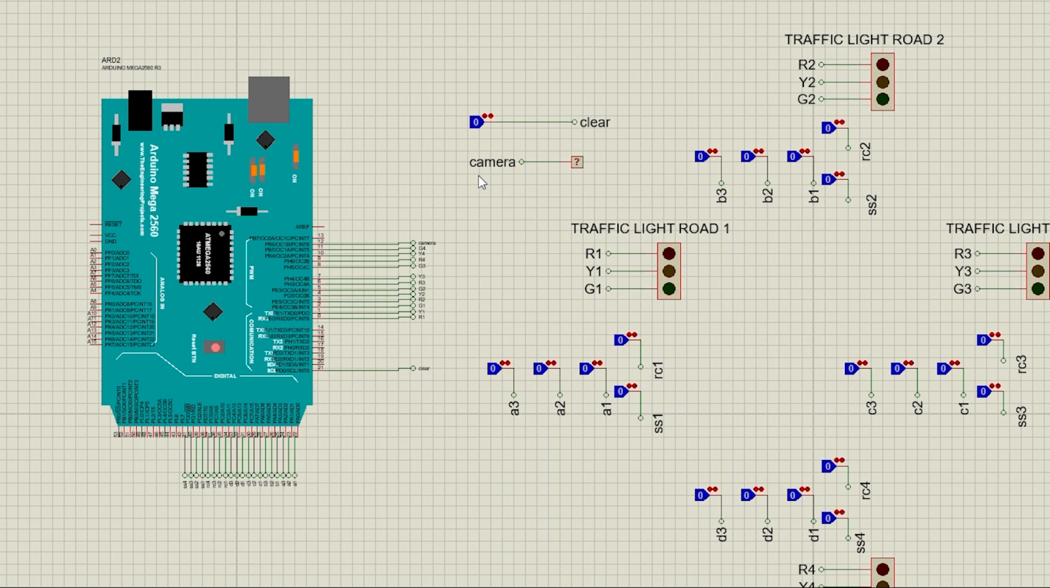So first, if I talk about the setting we have here, we have 4 roads, and for each of these roads, we have a set of 5 sensors, and we have a traffic light, red, yellow, and green.